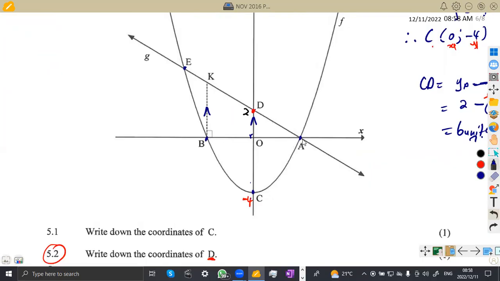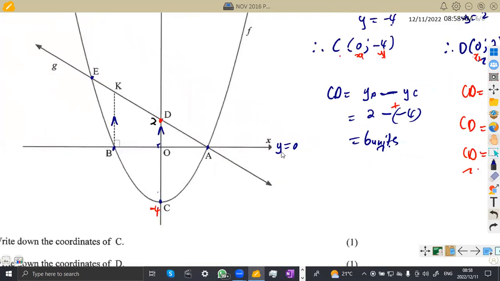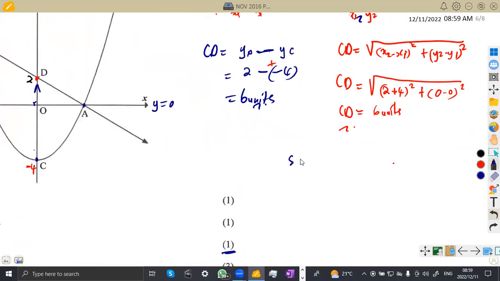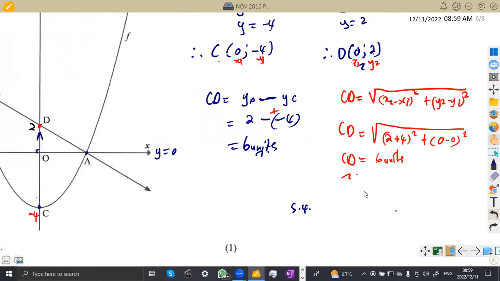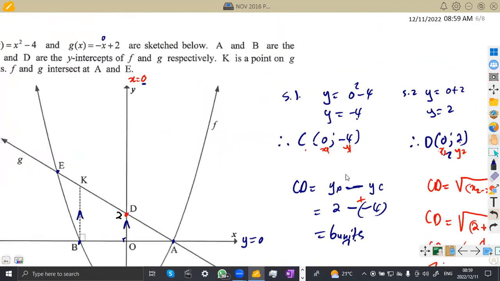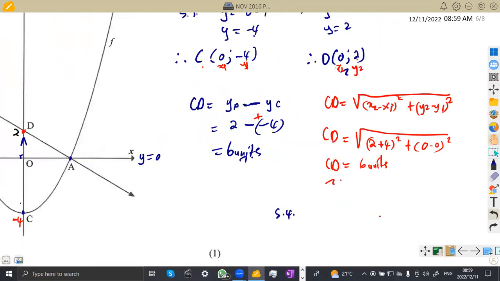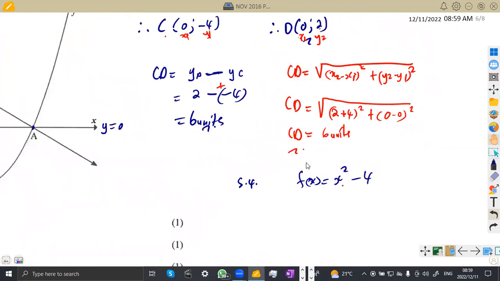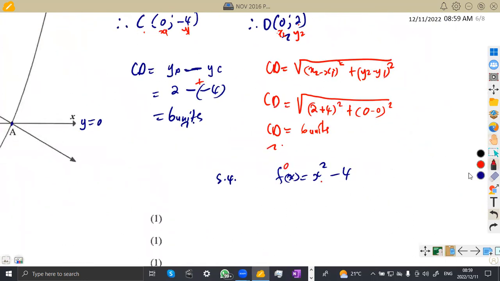All right, so actually A and B, they work hand in hand because these are the x-intercepts of f, which lies on the x-axis, where we know that on the x-axis, y is equal to 0. So what you simply need, that was 5.4. From our f of x here, we are given that f of x is x squared minus 4. And we say that A and B lie on the x-axis where y is equal to 0. So if y is equal to 0, all you need is to find the values of x.